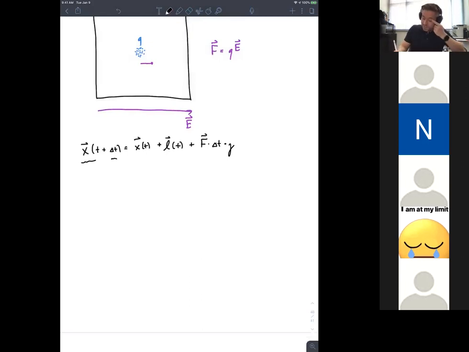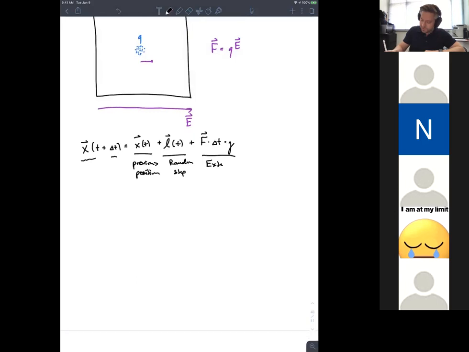Okay, so this is the previous position. This is the random step. And this is an external drift, or an external force term causing drift. Now, the first question you ask is, okay, gamma, what the hell is gamma? Gamma is, again, just a constant, and this is what's referred to as the mobility.